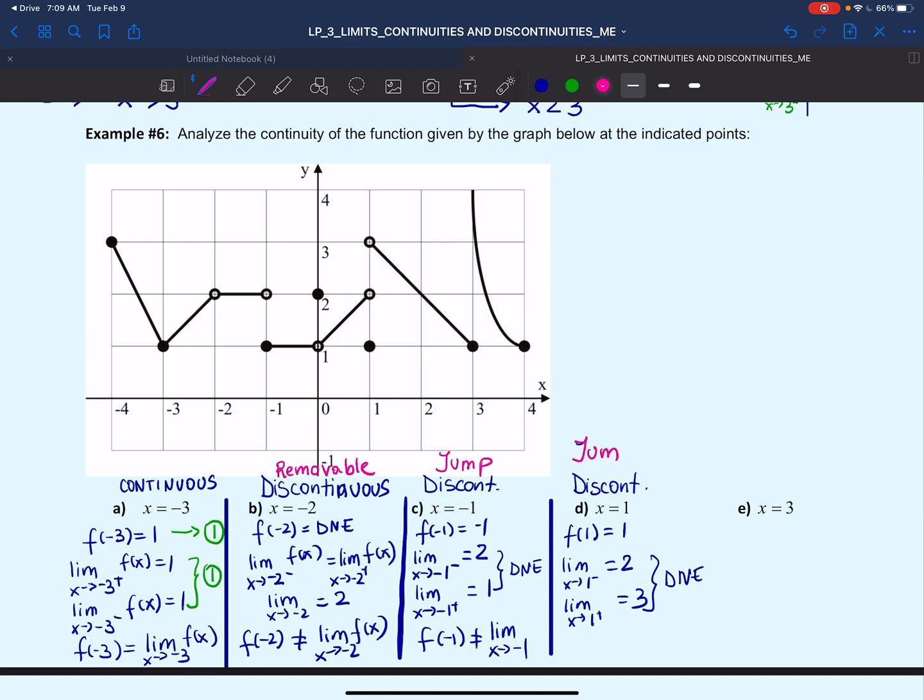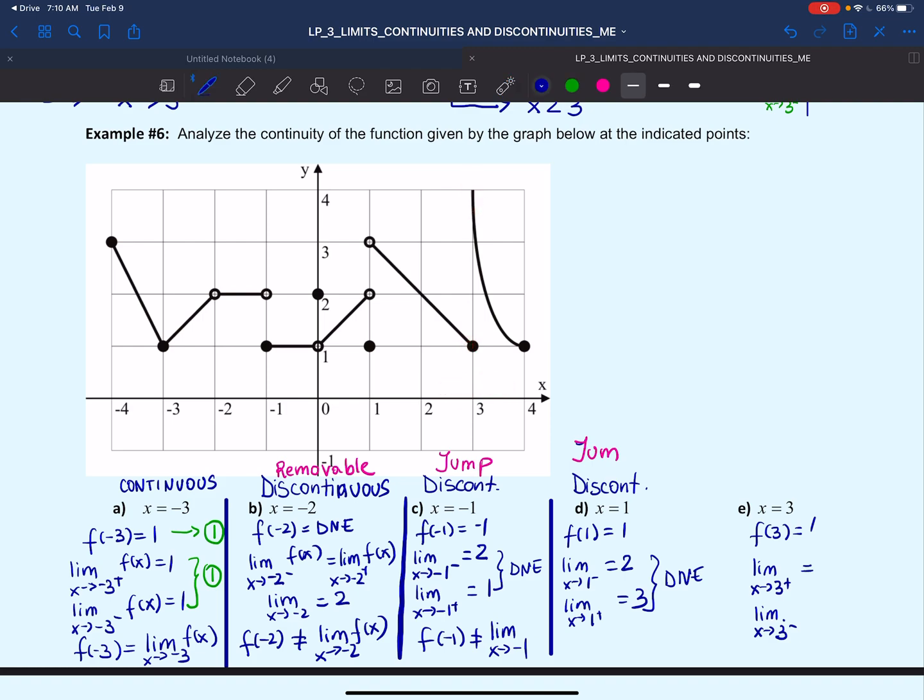Now the last point is at x equals 3. At x equals 3, f of 3 will be 1. So the value of the function is 1. Now, the limit as we approach 3 from the right and 3 from the left. Okay, let's take a look. From the left, the limit is 1. From the right, the limit is infinity.